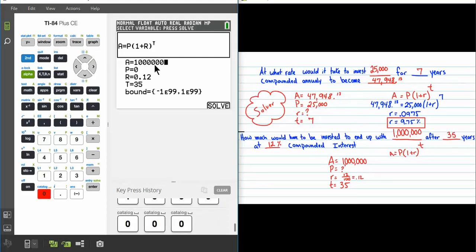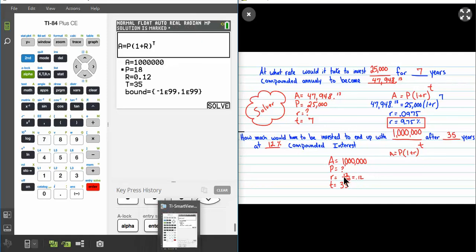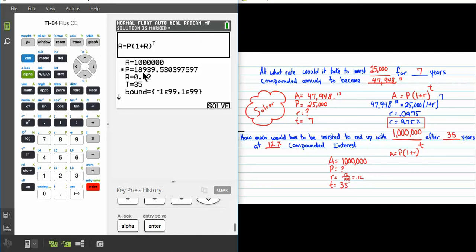I think I did that right. Yeah, 6 years. All right, so solve for P. So what's the starting amount of money for at 12% for 35 years so that I can get to $1 million? And this answer, I'm kind of curious myself about this. Oh, look at that. It's lower than I thought. So you would only need 18,939, and 35 years later, that would become $1 million.